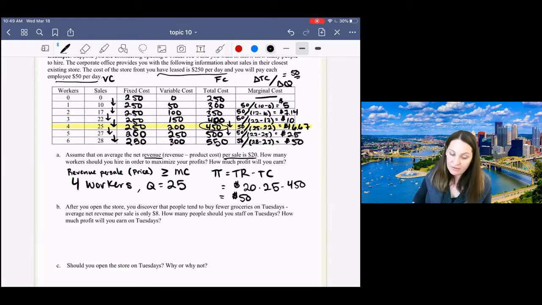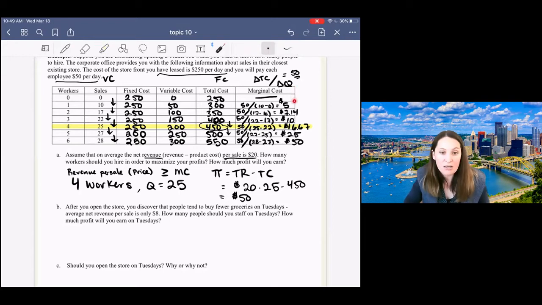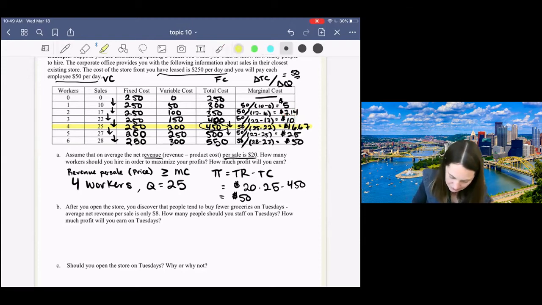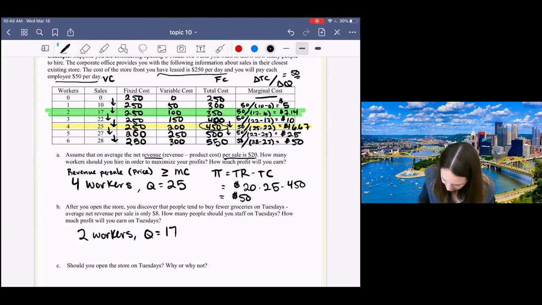So normally we're making $50 in profit, but on Tuesday, our revenue per sale is only $8. So we're going to, again, look at our marginal cost and compare. We want to sell product as long as our revenue, $8, is higher than our cost. And that's going to stop being true right here. Okay. So for part B, we're looking here at the second row in our table. We're going to hire 2 workers, produce a quantity of 17.